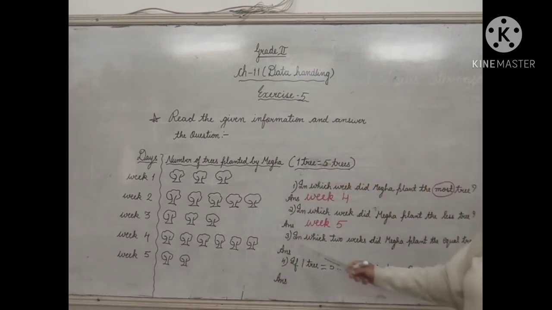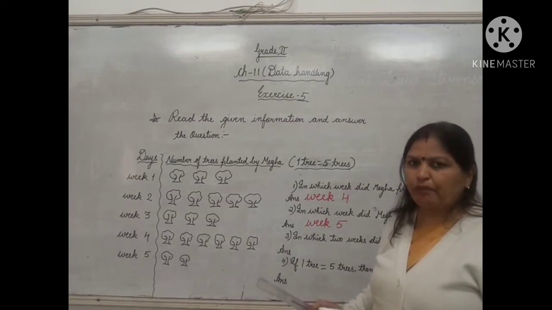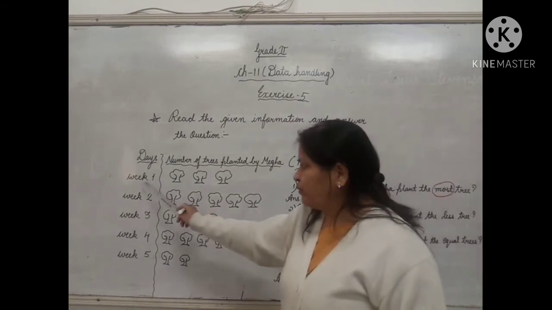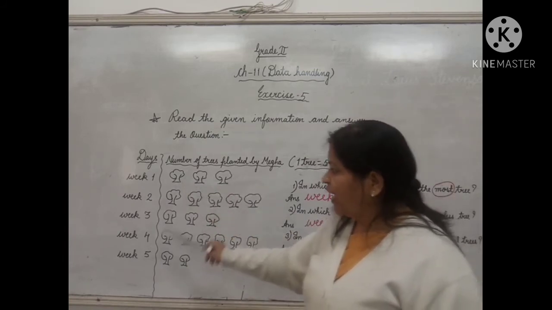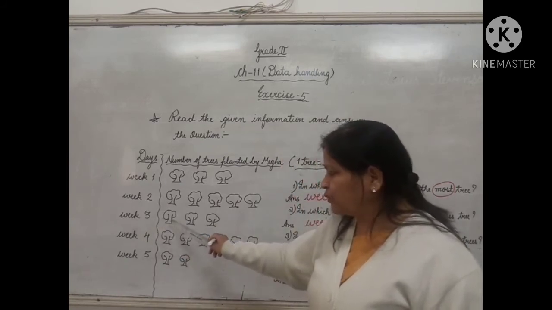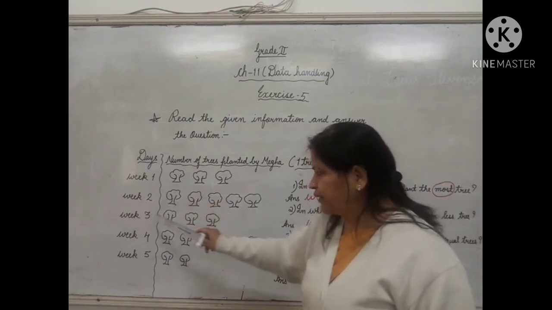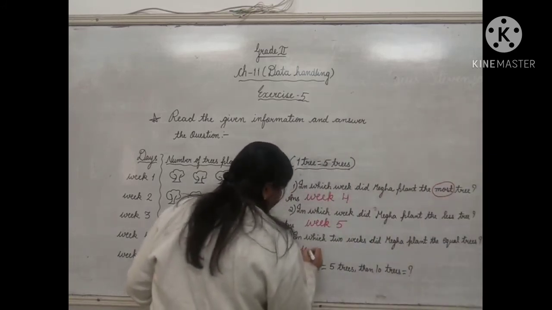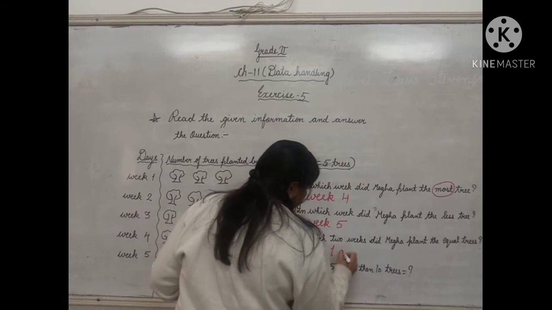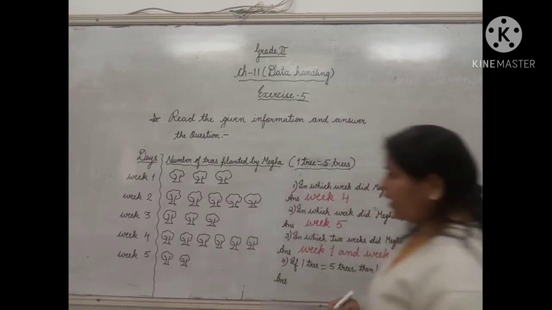Now we come to question number 3. In which 2 weeks did Megha plant an equal number of trees? Now you have to find the 2 weeks in which equal number of trees are there. So in week 1, total number of trees 5 plus 5 plus 5, that is 15. And again in week 3, total number of trees 5 plus 5 plus 5, that is 15. So in week 1 and week 3, an equal number of trees have been planted by Megha. So write down week 1 and week 3.